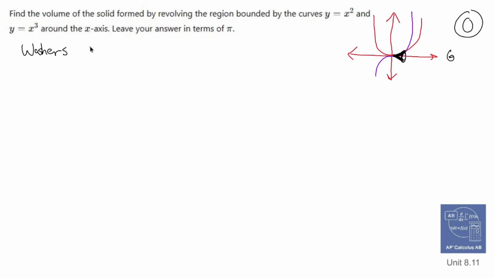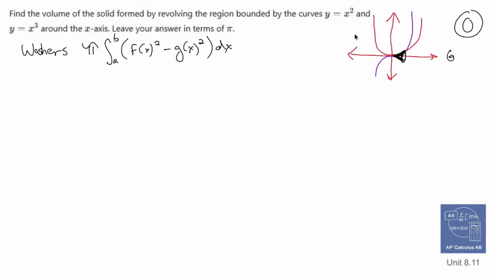The washers method is found by doing pi times the integral from a to b, and we'll figure out what a to b is in a minute. We're going to take one equation, f of x, square it, and then subtract g of x, squared too, and then dx. So this is different from the disks method around a different axis because we're taking into account that hollowness right there.